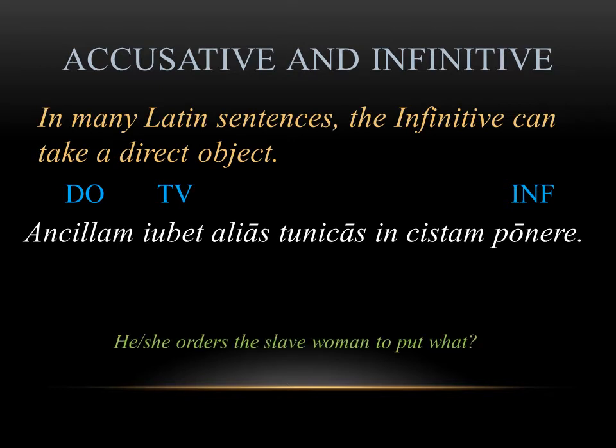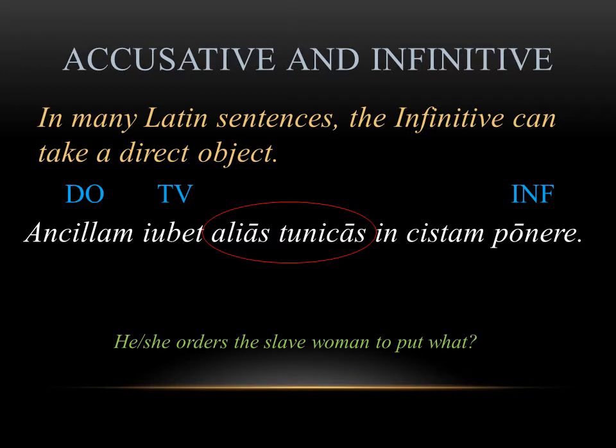Now, though, we can ask one more question. We can say he or she orders the slave woman to put what? In other words, we're looking for one more direct object. This direct object, though, is not going with iubet, it's going with ponere, to put what? Here is where alias tunicas comes into play.